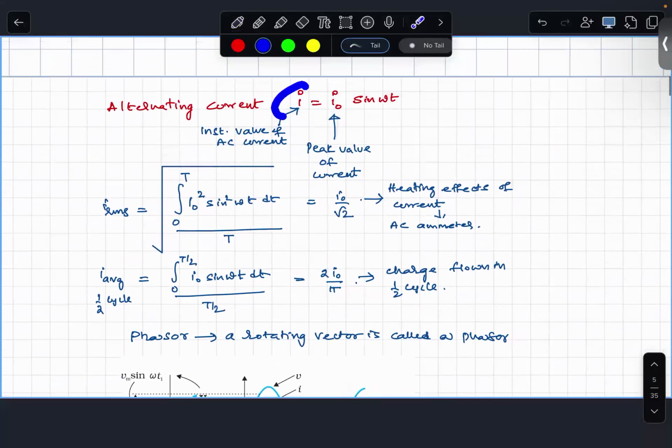One, peak value of current. The other, average value of current, which is defined only for half cycle, either positive or negative. And the other, RMS value of current. Remember, all your AC instruments respond to this only.